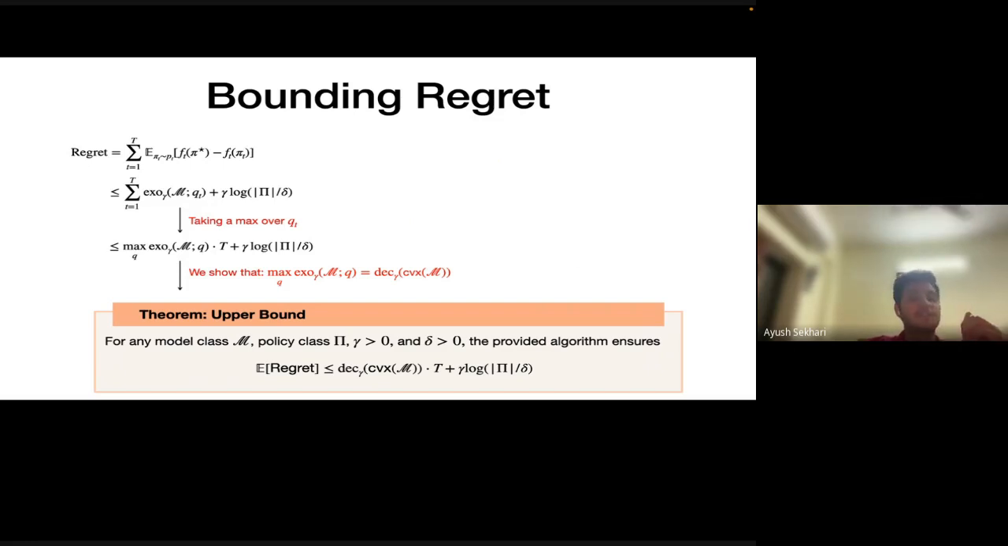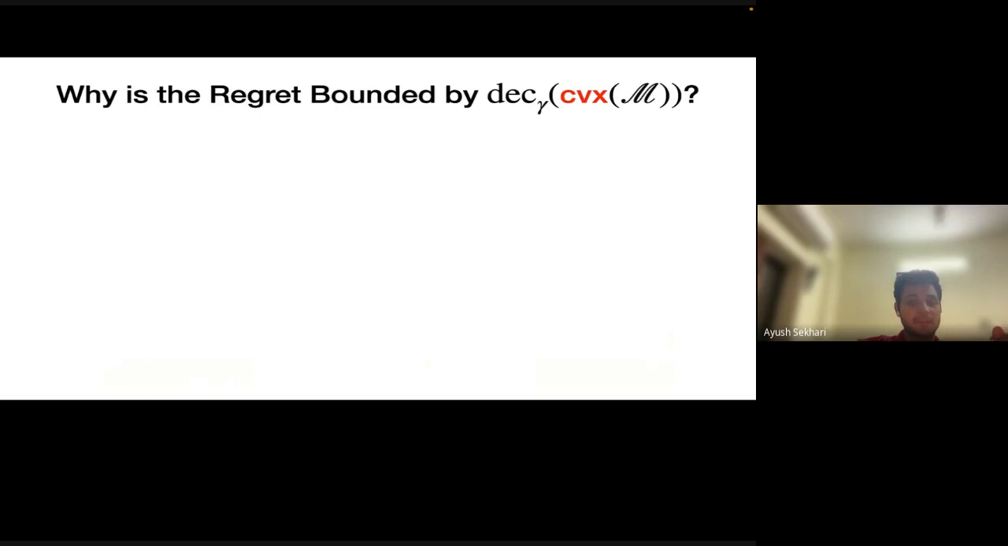Okay, so before I conclude the proof sketch, I think all of you might have this question. I did most of the steps as natural upper bounds and so on, and suddenly I flashed this technical lemma that the actual thing that we have in the upper bound is precisely DEC. So I'll give some intuition as to why the regret is upper bounded by DEC of convex hull of the model class. In particular, I will show why this max over Q is equivalent to DEC of convex hull.